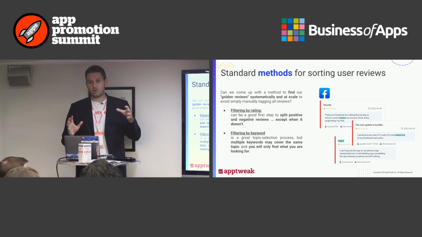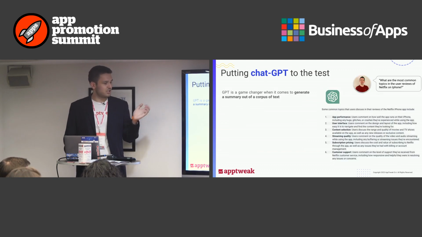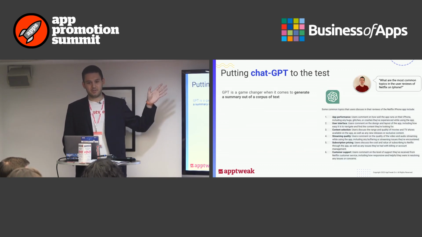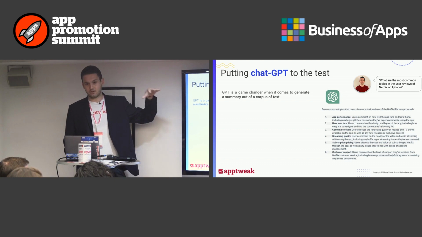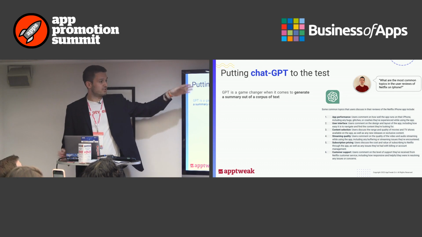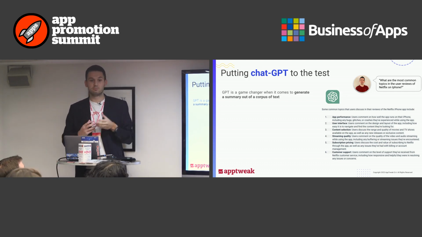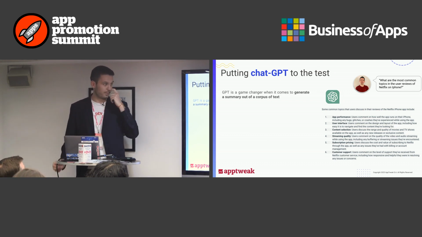What we want is to have another automated way to find topics in the set of reviews. And the first technology to which we turned, and I think a lot of people are turning to it recently, is ChatGPT. So we have put ChatGPT to the test for this particular topic. And for instance, we have asked ChatGPT for Netflix to list us the most common topics that we can find in the reviews of the app on iPhone.